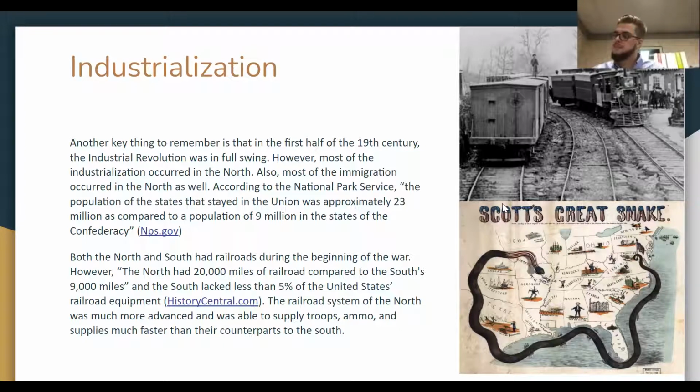Okay. So in the answers for number three, I said 23 million people in the North, 9 million in the South, and that was our pattern of immigration and industrialization. So most of the immigration and industrialization occurred in the northern states compared to the South at this point in time.